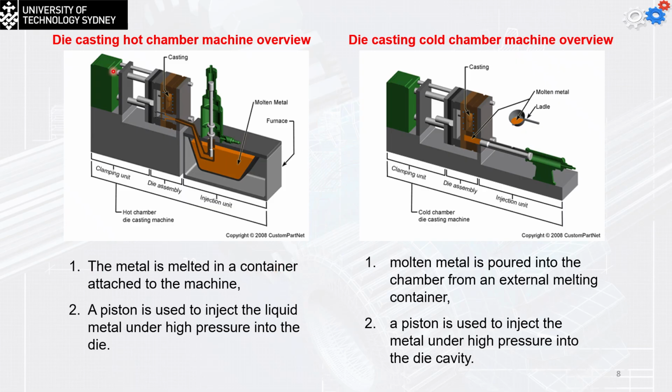In the die casting hot chamber machine, the metal is melted in a container attached to the machine, and a piston is used to inject the liquid metal under high pressure into the die. In the case of the cold chamber, the molten metal is poured into the chamber from an external melting container, and the piston is used to inject the metal under high pressure into the die cavity.